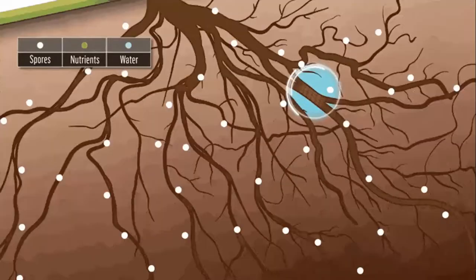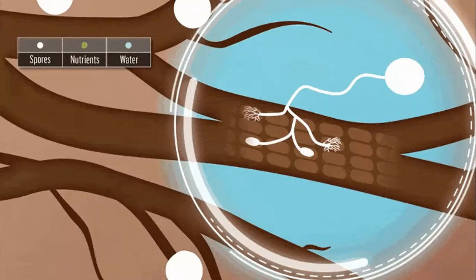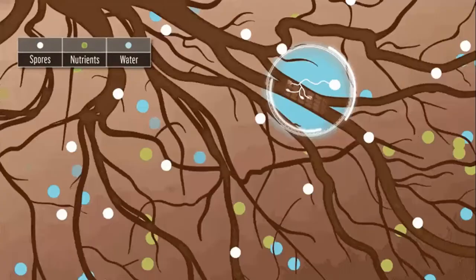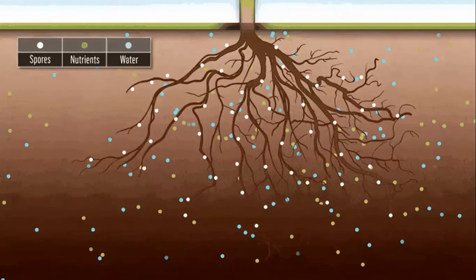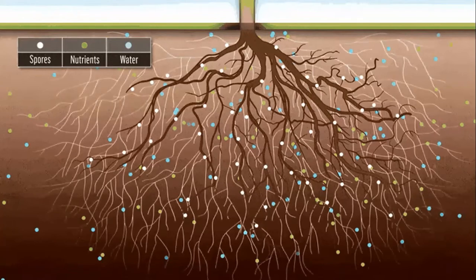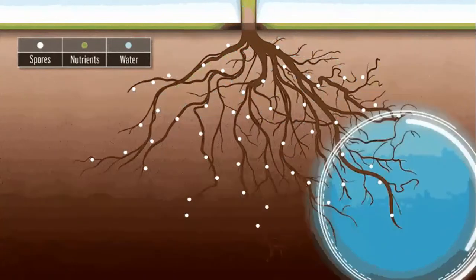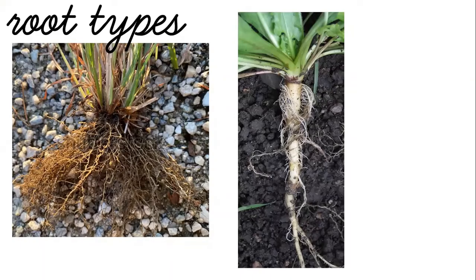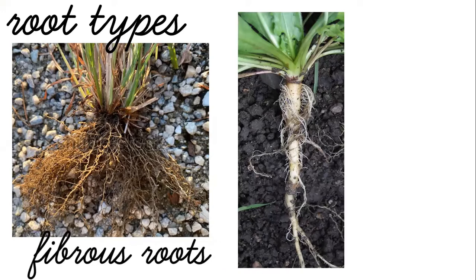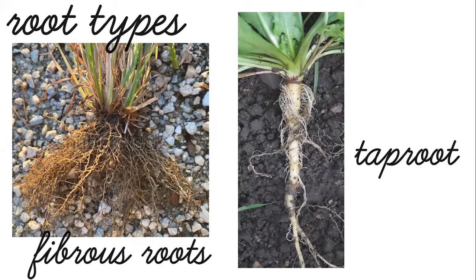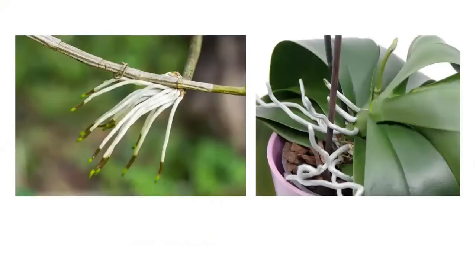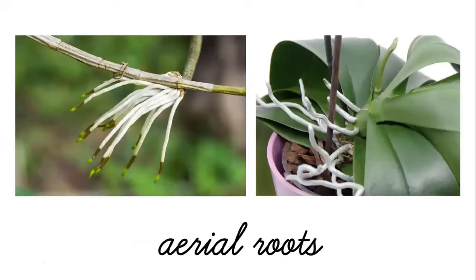Roots are very important to plants. Roots support and anchor plants into the soil. Plants absorb water and minerals from the soil. Some plants store the food they produce in their roots. The roots of a plant are adapted to the plant's environment. Let's talk about the different root types. First, we have the fibrous roots. Next, we have the taproot. And lastly, we have the aerial roots.